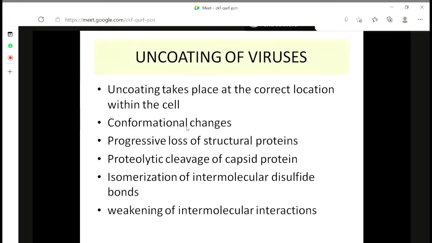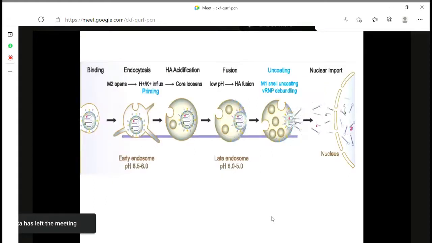So the conformational changes, more particularly in proteins, will lead to progressive loosening of the capsid proteins, and loosening of disulfide bonds will cause disintegration of the capsid layer. Okay, so the nucleic acid will get released. This is a classical example of influenza virus. This is the diagram I'm showing here.